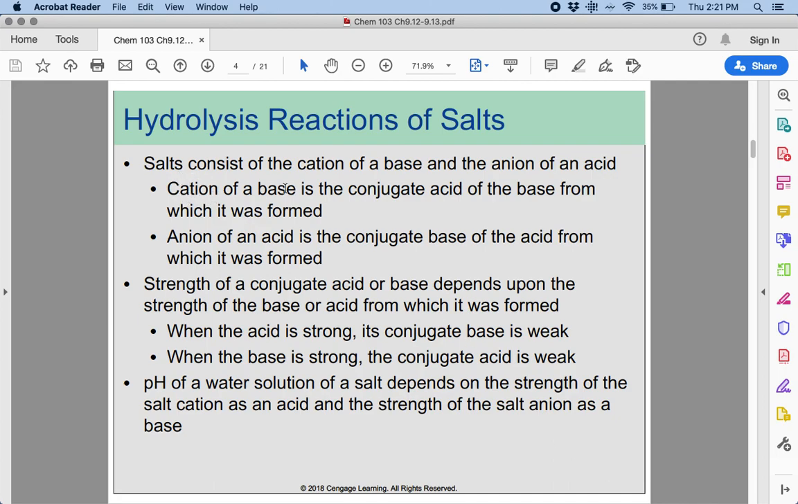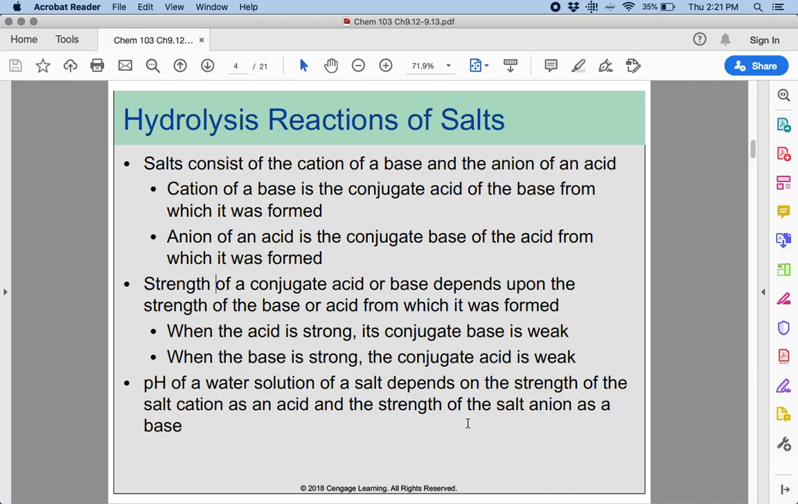So when we think about that, the cation of a base is the conjugate acid of the base from which it was formed. If you need to go back and review what a conjugate acid and base are, please do so. The anion of an acid is the conjugate base of the acid from which it was formed. Now, the strength of the conjugate acid or base will depend on the strength of the acid or base that they came from. When an acid is strong, its conjugate base is weak. When the base is strong, the conjugate acid is weak. And the reverse would be true as well.